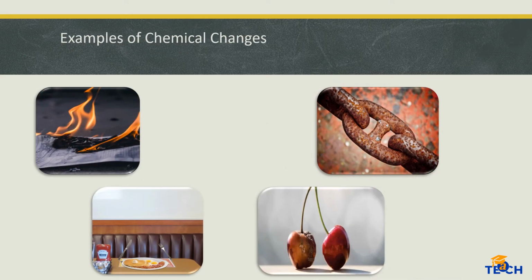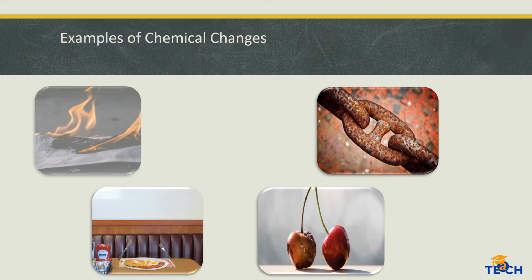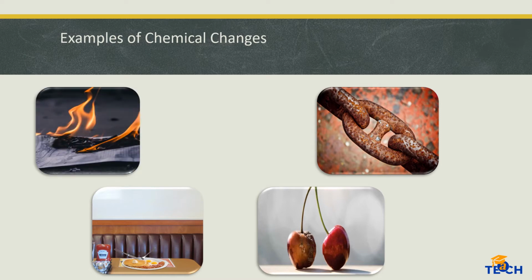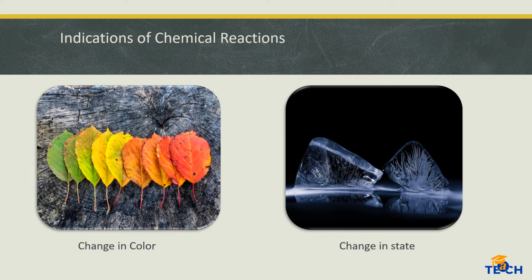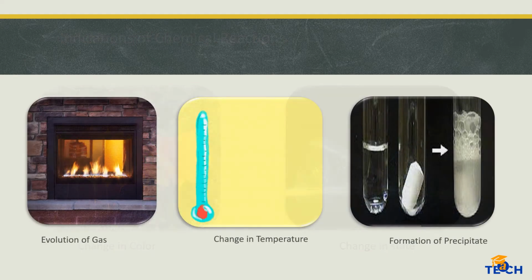Examples of chemical change: burning paper, digesting food, rotting, and iron reacting with oxygen gas. Indications of chemical reactions: change in color, change in state, evolution of gas, change in temperature, and formation of precipitate.